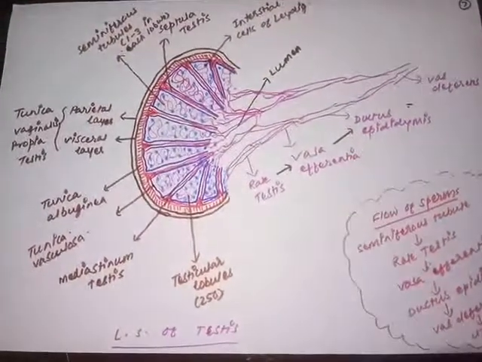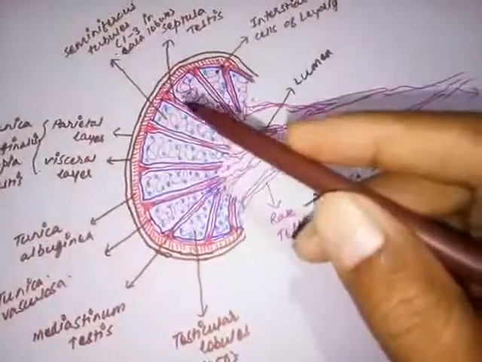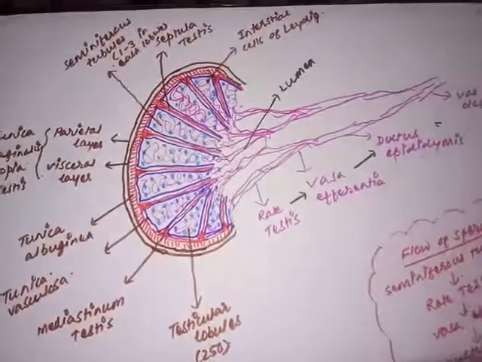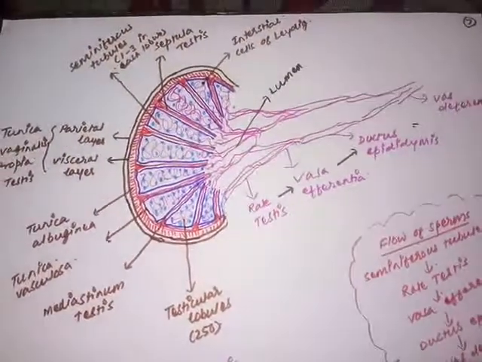And in the next video I will discuss the structure of the seminiferous tubule along with other structures like vasa efferentia and ductus epididymis, meaning the next portion of the human male reproductive system.